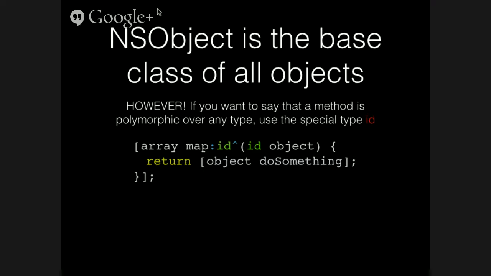NSObject is the base class of all objects, but you won't actually use it much like you might in, say, Java or C# where you have object, and you use that for maybe polymorphism. You have this special type called id, which is basically just saying any object. So anytime you want to do a polymorphic function like a map function, you would say it returns an id, and the object in there is an id. So you need to know that NSObject is a base class, but for any type of object, you use id.